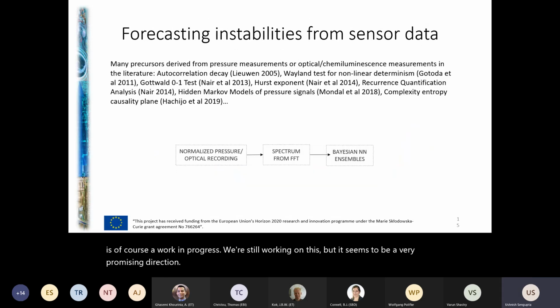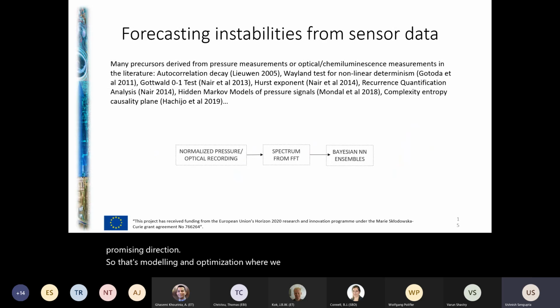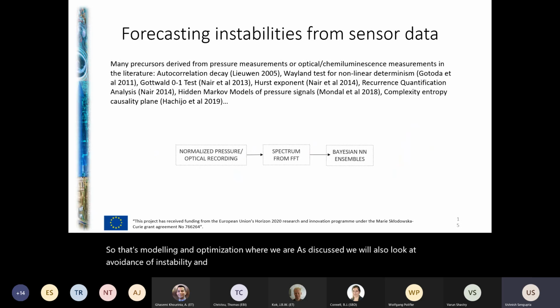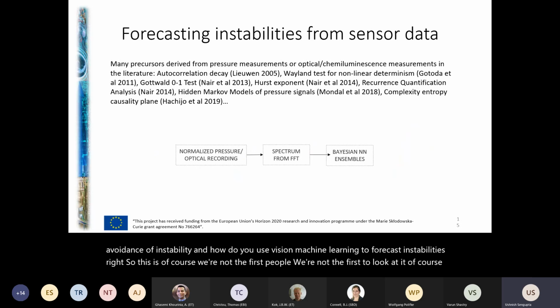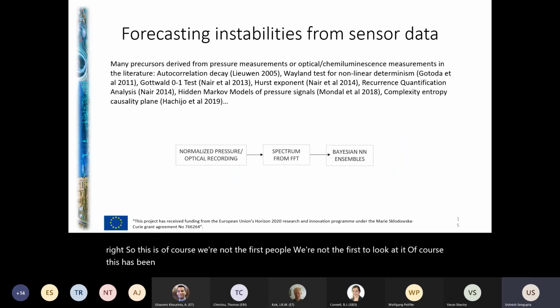Right. So that's modeling and optimization. As discussed, we will also look at how to avoid regions of instability, and how you use Bayesian machine learning to forecast instabilities. Of course, we are not the first to look at this. It has been quite a hot topic of research for nearly a decade now.